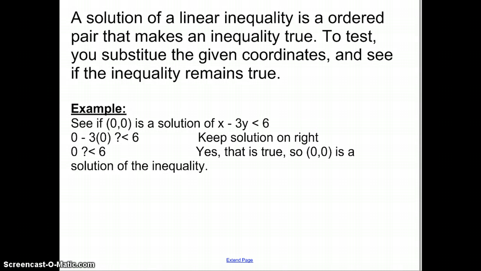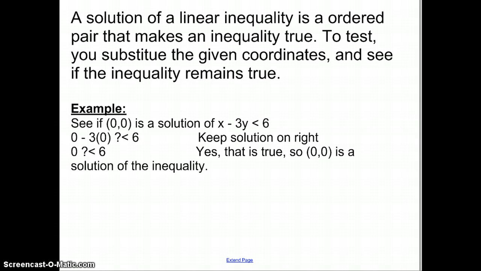The solution of a linear inequality is an ordered pair, an x and a y coordinate, that makes the inequality true. So to test, you have to substitute the given coordinates and see if the inequality remains true. What they'll do is give you an inequality and a point and ask, is it a solution to the inequality? So you'll be substituting that point into the inequality.